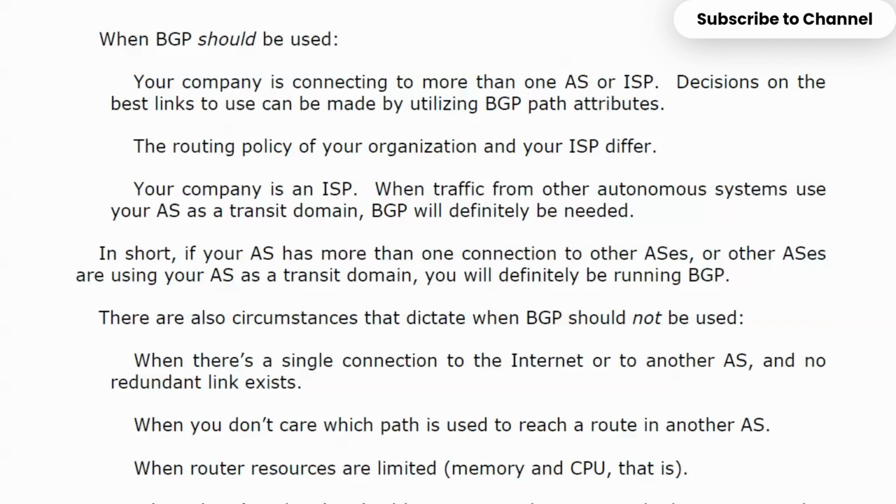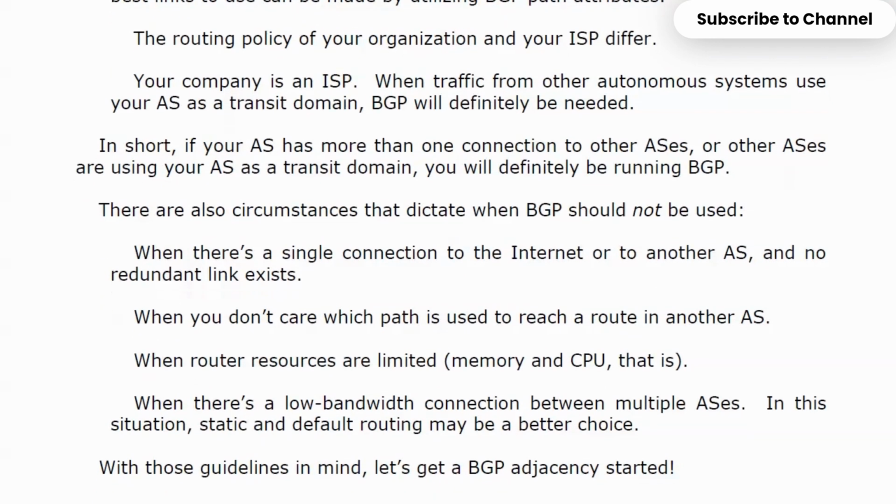There are a few circumstances when you should not use BGP. When there's a single connection to the internet or to another AS and no redundant link exists. When you don't care which path is used to reach a route in another AS, you may have that situation. And when router resources are limited, again, as always, that's a relative term, but BGP does hammer the memory and the CPU quite a bit. And also, when there's a low bandwidth connection between multiple ASs, in that situation, we may go with some static and default routing instead of running BGP.